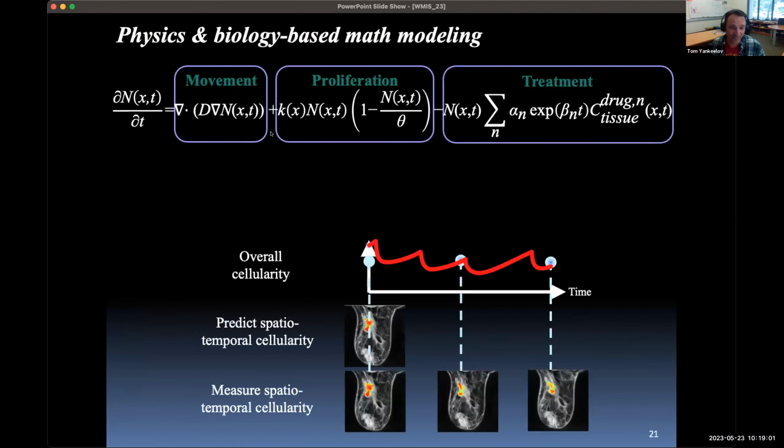And what we're going to do is we're going to take a series of measurements. We're going to make our DCE and diffusion measurements at baseline, and then early in the course of therapy. It could be after one cycle, two cycles, a midpoint, whatever. We use those two measurements to calibrate the parameters in here. So our N values right here, the number of tumor cells at position X and T, that's going to be estimated to first approximation by our diffusion data.